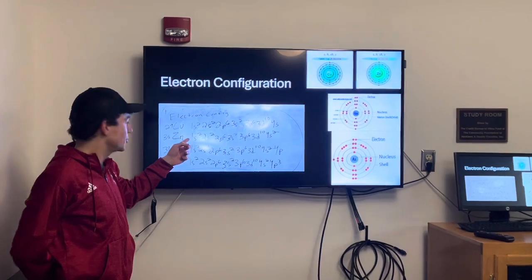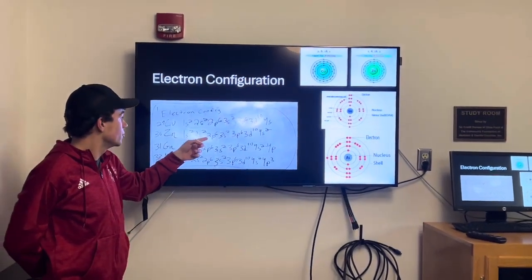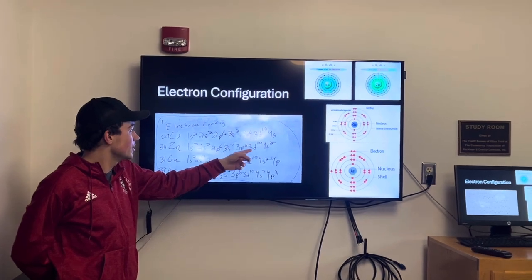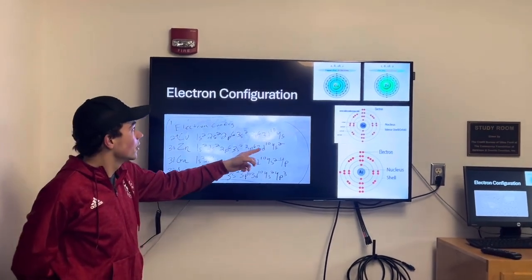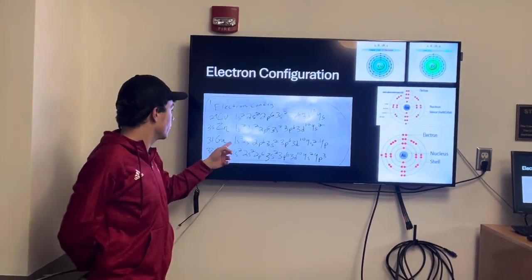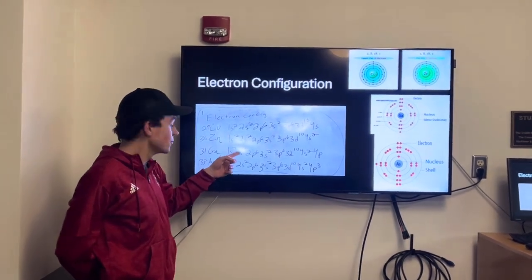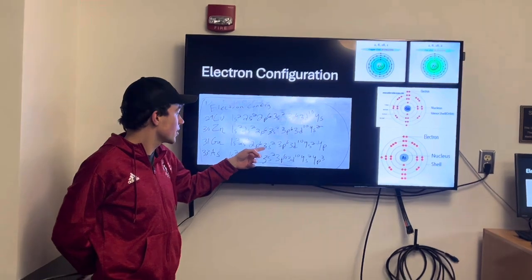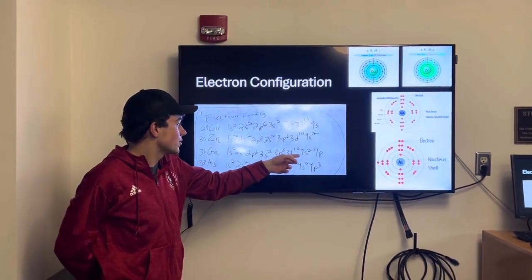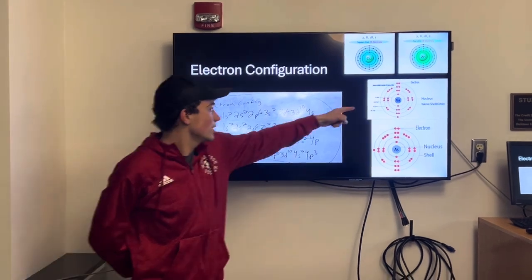This is 1s2, 2s2, 2p6, 3s2, 3p6, 3d10, and 4s2. And our examples up here, zinc. Then for gallium, we got 1s2, 2s2, 2p6, 3s2, 3p6, 3d10, 4s2, and 4p. And then our examples here.